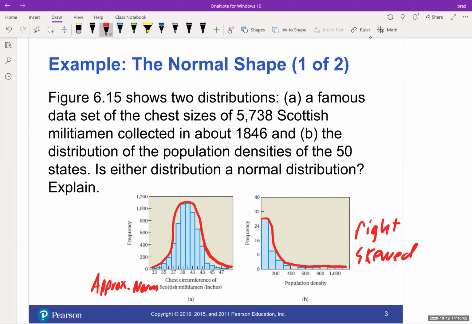It's not perfectly symmetric. A lot of times we talk about normal distribution and approximately normal distribution. Most of the time we treat them the same. It's almost symmetric and has this nice smooth bell shape. So again, that's what we're looking for in a normal distribution. And this is definitely not a normal distribution. This is more like right skewed, okay?